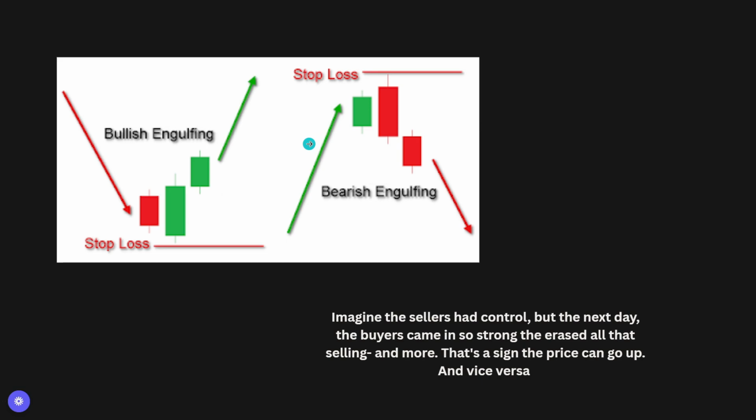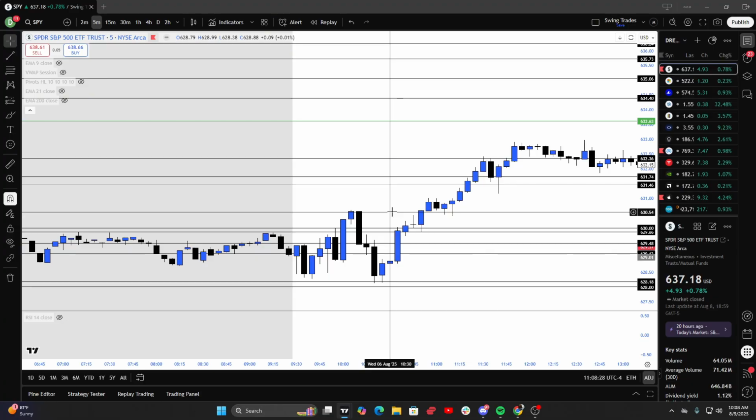Then we have the engulfing pattern. On a bullish engulfing, the sellers were in control at one point, and then we got a big green candle that's pretty much engulfing the red candle. I just think about it as the candle eating the previous candle. On the bullish engulfing, this green candle is eating this red candle. On the bearish engulfing, this red candle is eating this green candle. So engulfing patterns can be good to show you strong reversals.